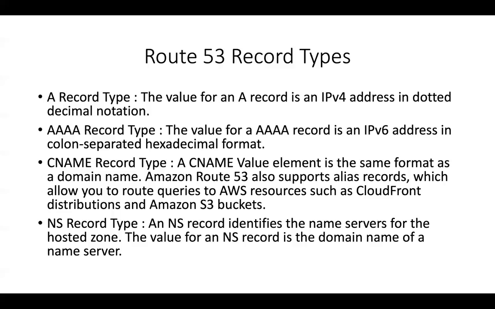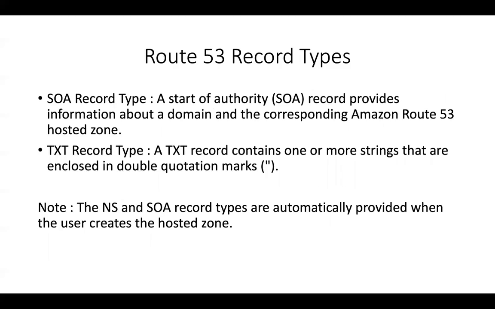And then you also have the NS record, which is the name server record, which AWS themselves creates for us. And we don't have to worry about the NS record and the start of authority record, which is the SOA record. So the NS record identifies the name servers for a particular hosted zone, and the value for the NS record is the domain name of that name server. Right? And then we have the start of authority record that provides information about the domain, which is like a metadata record, and the corresponding hosted zone. So this is also created by AWS for us.